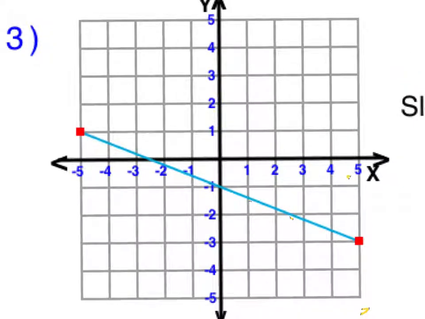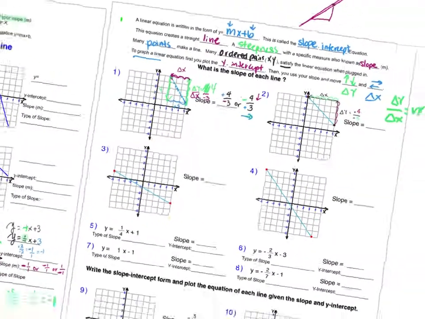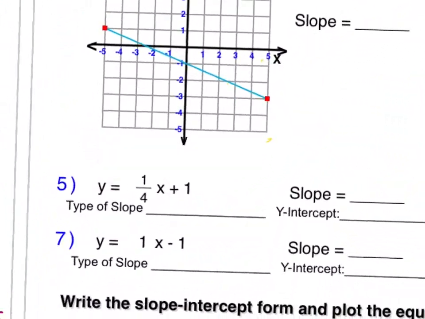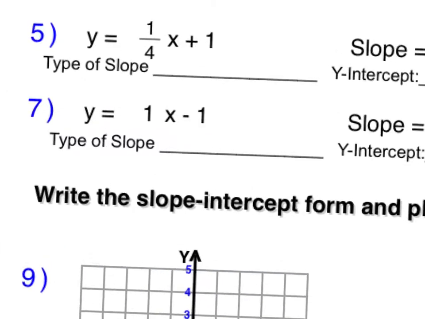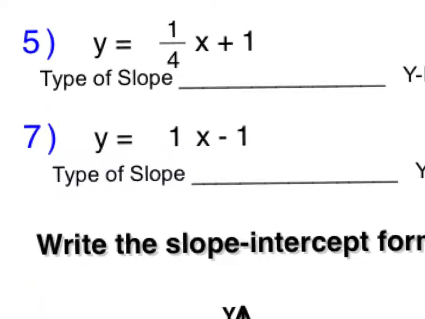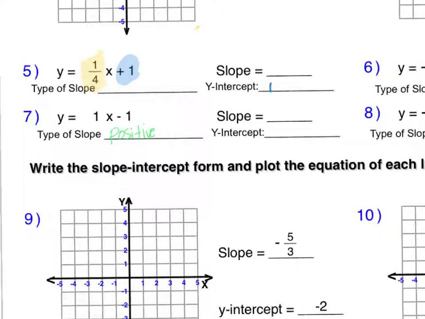So, all right, guys. Now this one, that's all you have to do. From the equation, tell me, what's your slope? What kind of slope is this? Oh, that's going to be positive. Okay, from your equation, what's your y-intercept? Oh, it's going to be 1, or (0, 1), right?